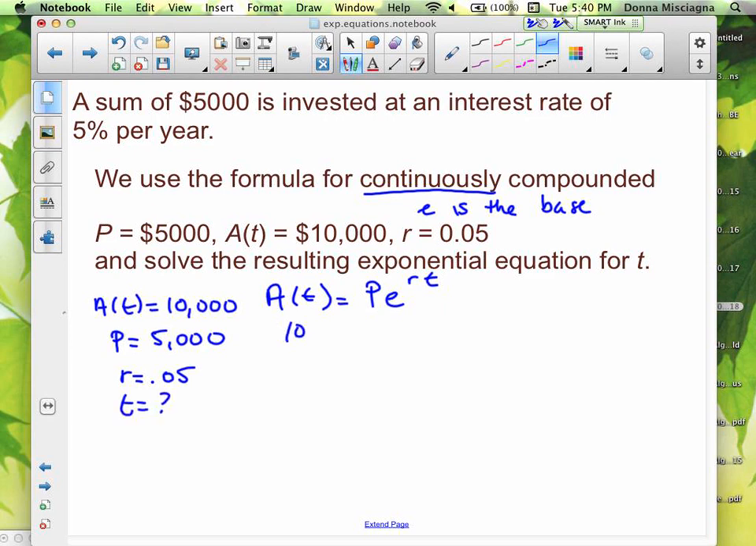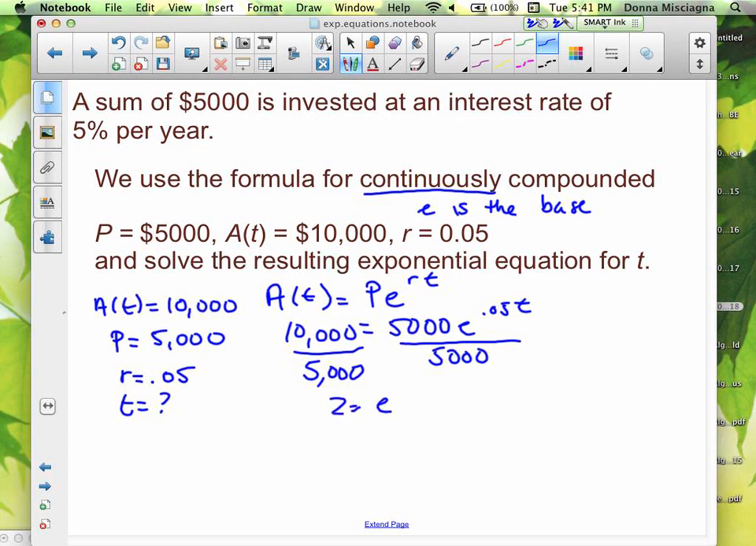So 10,000 equals 5,000 e to the 0.05t. Looks a little simpler already, doesn't it? We've got to isolate e, right? So we're going to divide both sides by 5,000. Right, so now we have 2 equals e to the 0.05t power. And what do we use for e? That's natural log. So natural log of 2 equals the natural log of e to the 0.05t power.